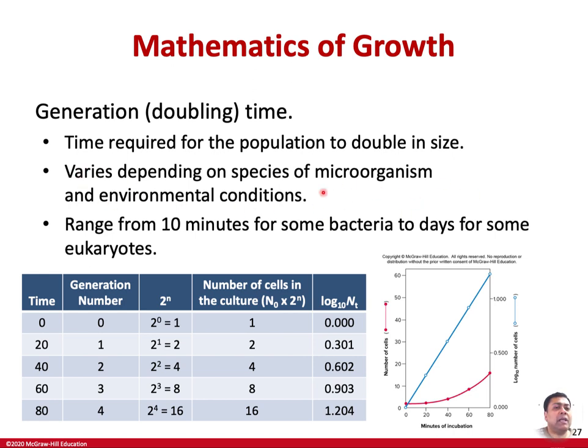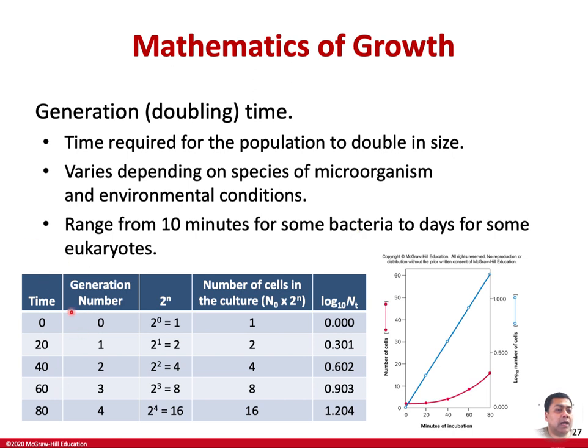Some bacteria like E. coli can divide from 1 to 2 in 20 minutes, whereas, for example, a bacterium like Mycobacterium tuberculosis, which causes TB, has a growth time similar to animal cells. So it will divide from 1 to 2 cells in 20 to 24 hours. So the generation time varies significantly. You can see that for some bacteria, it could even be days.